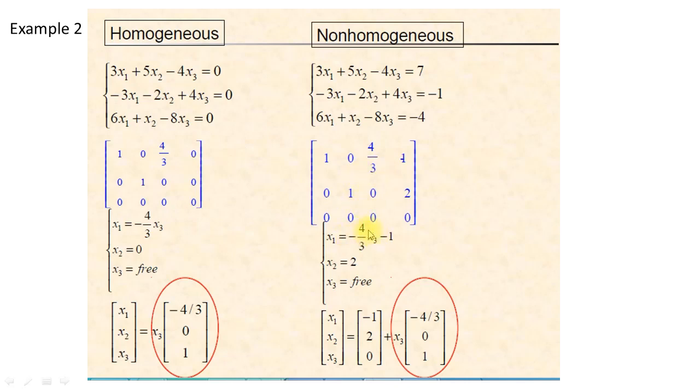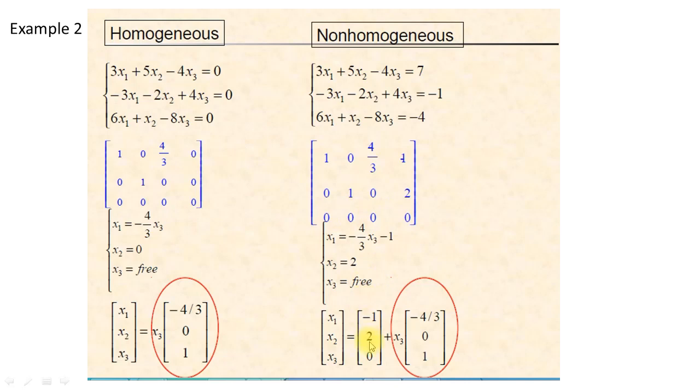So in this case you see here x3 is free. This is the coefficient of x1, this is the coefficient of x3, and at the right hand side we have 1. So after simplifications we obtain x1 is equal to minus 4/3 x3 minus 1, and this is the coefficient of x2, and on the right hand side we obtain 2. So x2 is equal to 2, and from the third equation you see x3 is a free variable.